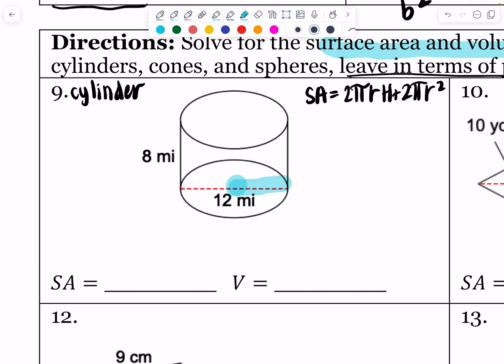My radius is going to be half of 12, which of course is going to be 6 miles. This is a really big cylinder. This is further than I can run. 6 miles. The diameter is 12. The radius is 6. And so what is our height?